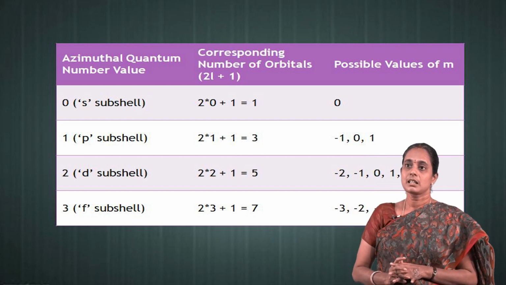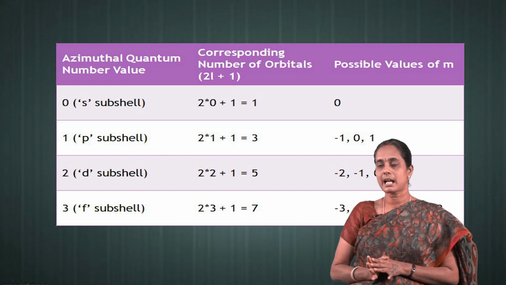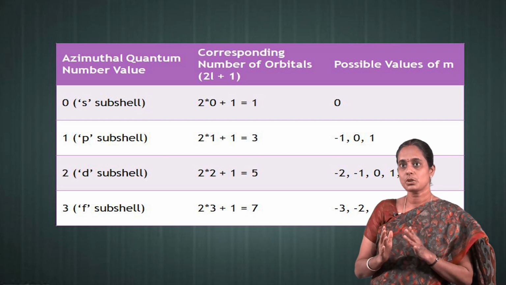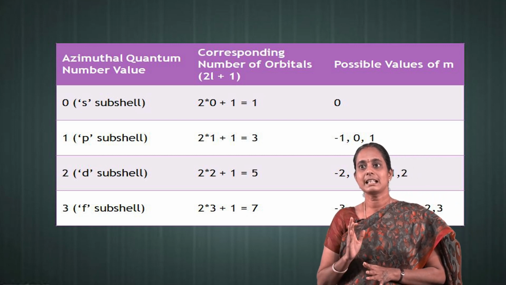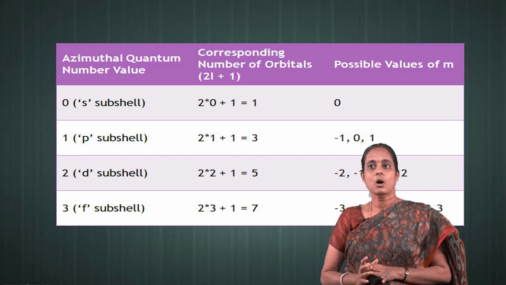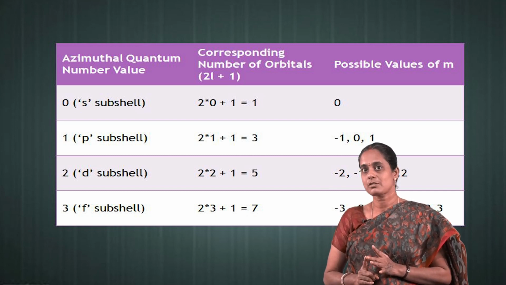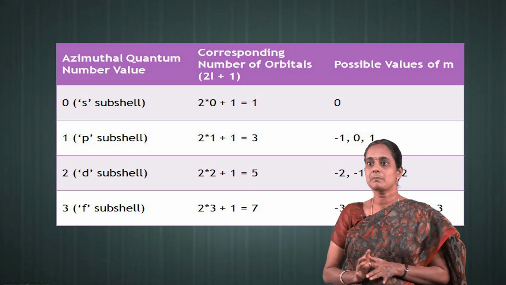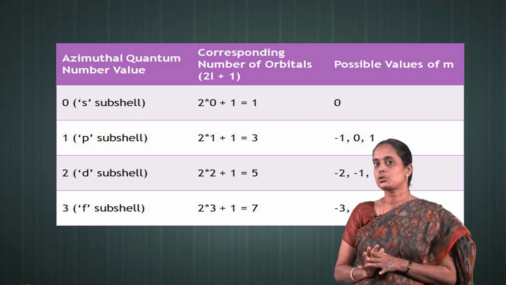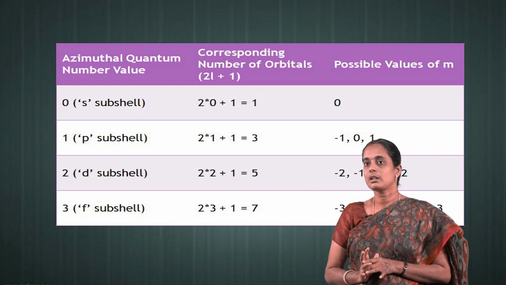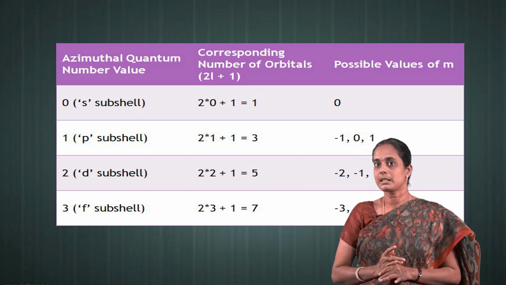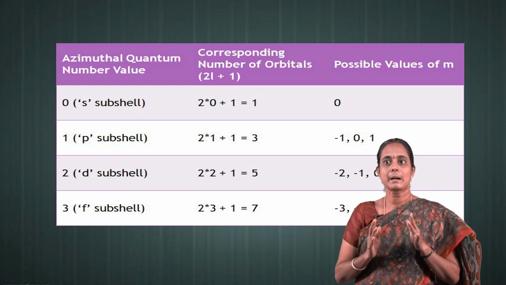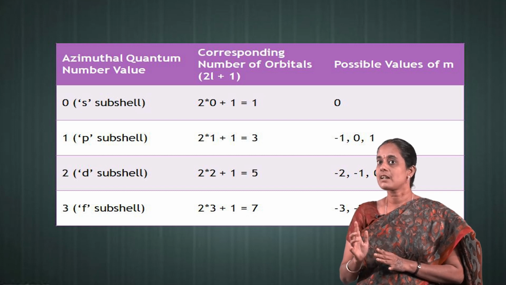In the s subshell, the possible magnetic quantum number is 0. In the p subshell, substituting in 2l plus 1, there are 3 orbitals. The m values are -1, 0 and +1. In the d subshell, l is equal to 2 and m is equal to -2 to +2. In the f subshell, the azimuthal quantum number l is equal to 3, and the magnetic quantum number m is equal to -3 to +3, that is 7 orbitals.